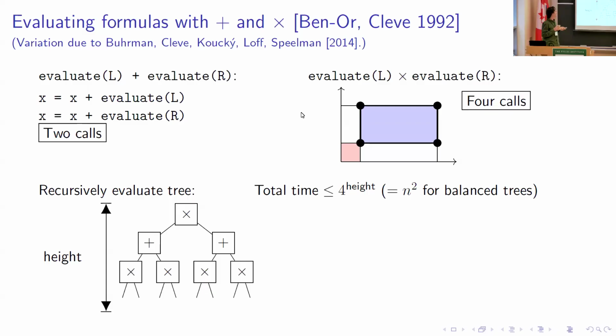Okay, so wait a sec, this isn't very impressive. The obvious algorithm for evaluating a formula only takes linear time. So what are we doing here? Of course, the interesting question is, how much space did we use to do this?